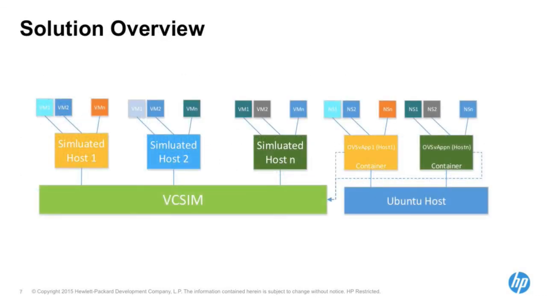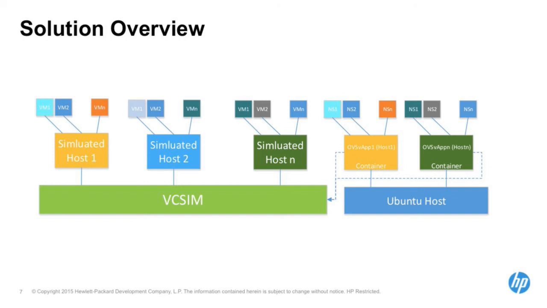so we simulated, let's say, host 1, host 2, host 3, right? We simulated n number of hosts on a vCSIM, and then we took an Ubuntu machine or any bare metal server on which we created these containers. Now each container represents an ESX host, right? So as I said earlier, we have to deploy an OBSV app on each ESXi host. So in this case, each container will have the actual OBSV app agent installed on it, right? Which will correspond to each simulated host on the VC simulator, right?